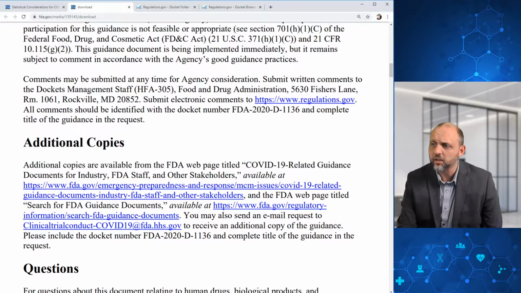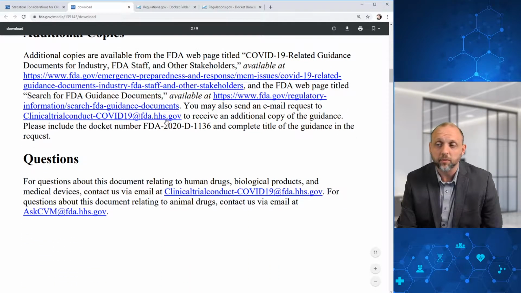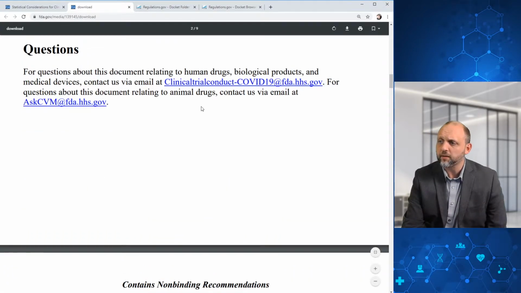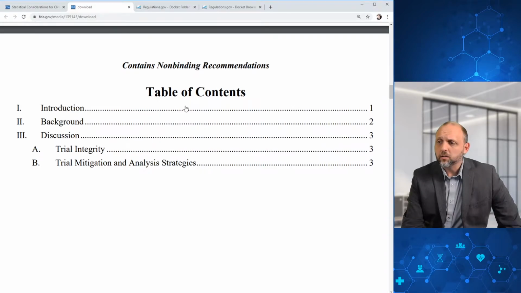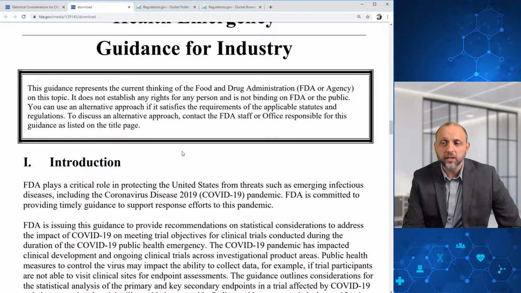And we can see here that comments can be submitted, where we just checked those comments out at regulations.gov, and additional copies can be obtained from the FDA. And we can see here that if you have additional questions, you can contact FDA at a couple of these addresses. Now, moving on, we really get into the heart of the guidance document here.